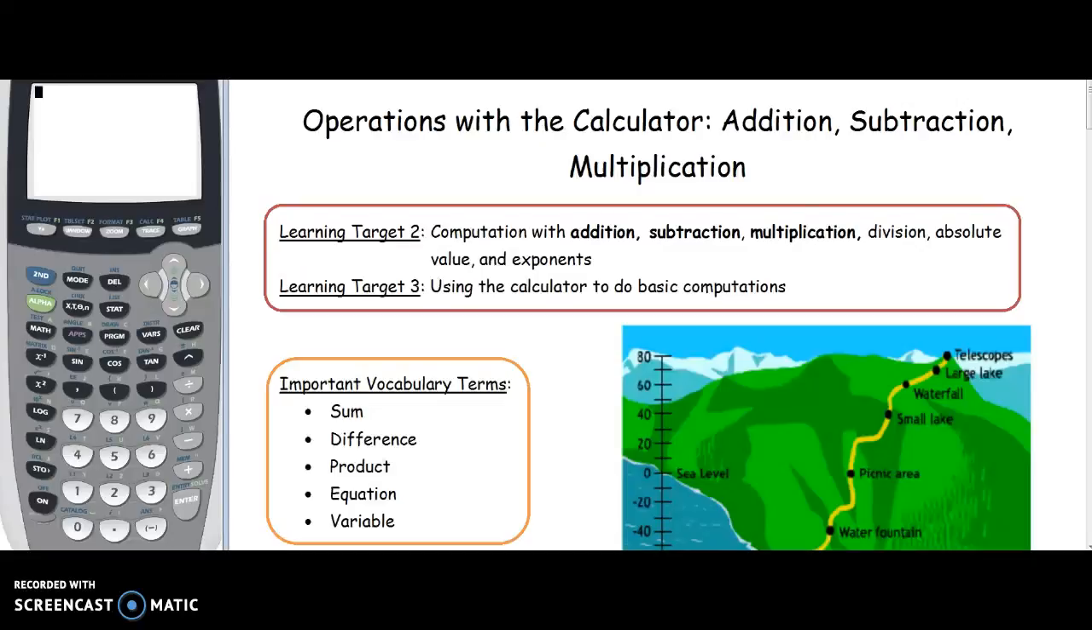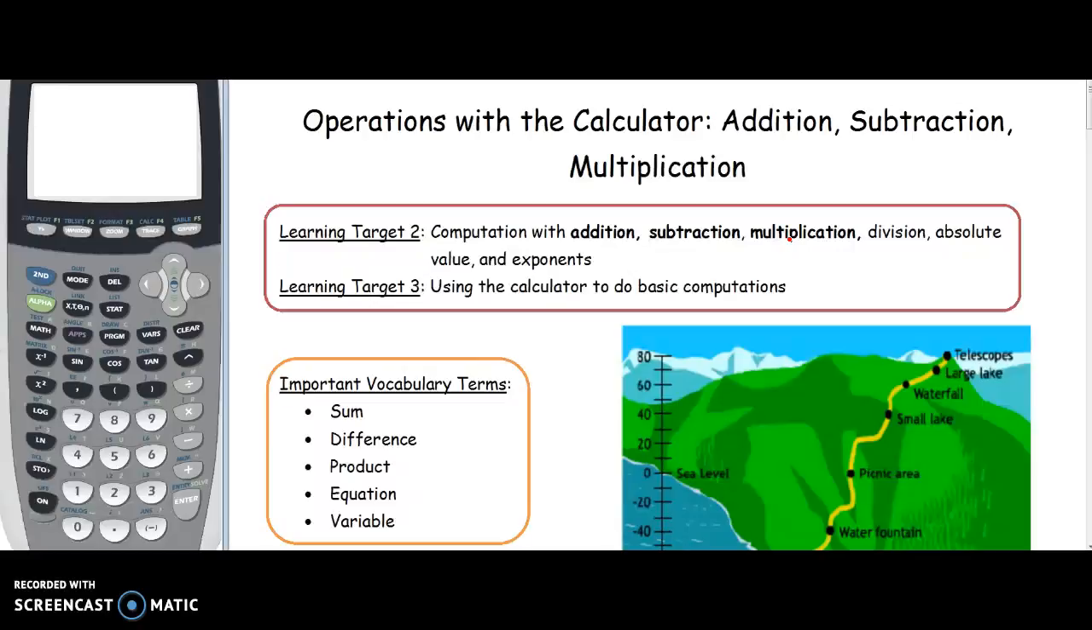So today we covered operations with the calculator, addition, subtraction, and multiplication. A couple of targets that we want to go through are computation with addition, subtraction, multiplication, division, absolute value, and exponents. And notice these three are bolded because that's what we're going to focus on today. The rest we're going to focus on the rest of the week. And then using the calculator to do basic computation.